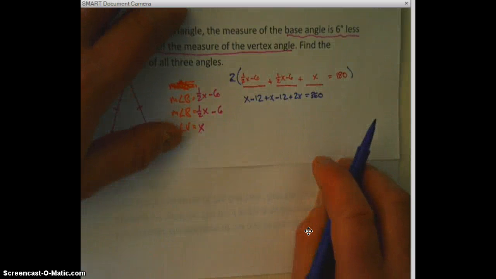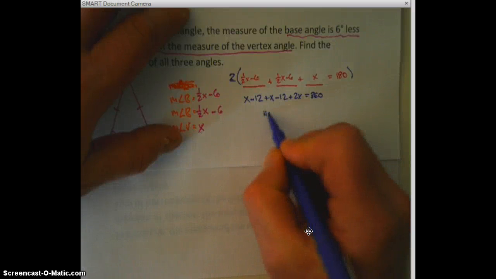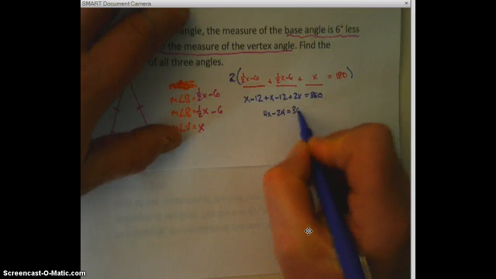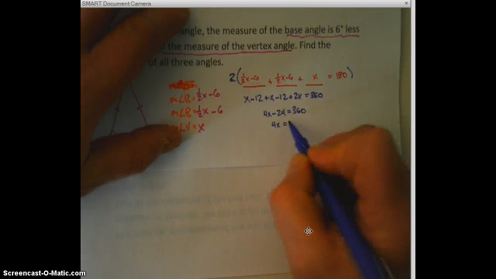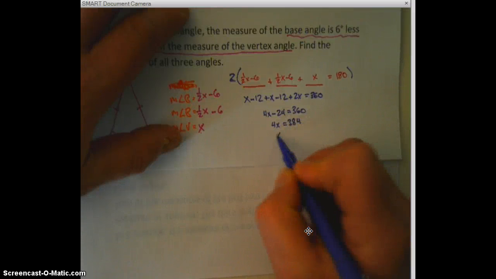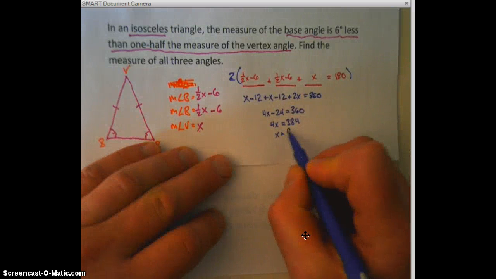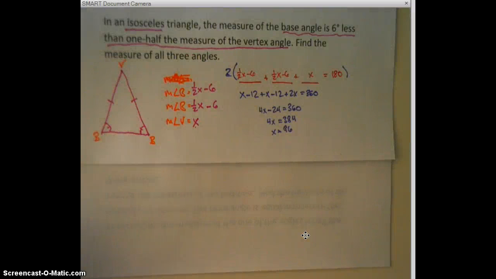So you're going to combine like terms here. You're going to have x and 2x makes 4x minus 24 equals 360 degrees. We add 24 to both sides, giving us 384, and then we divide by 4, and x is going to equal 96. And now we just have to find what the measures of the angles are.